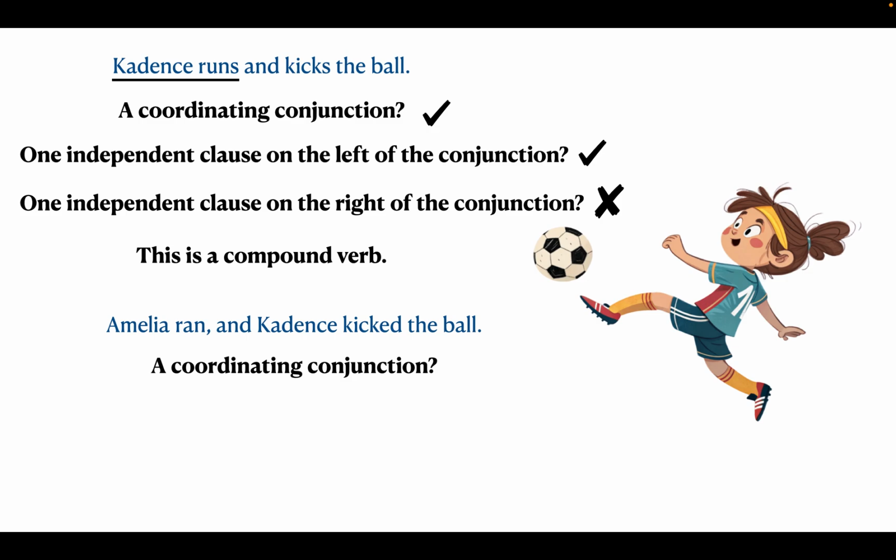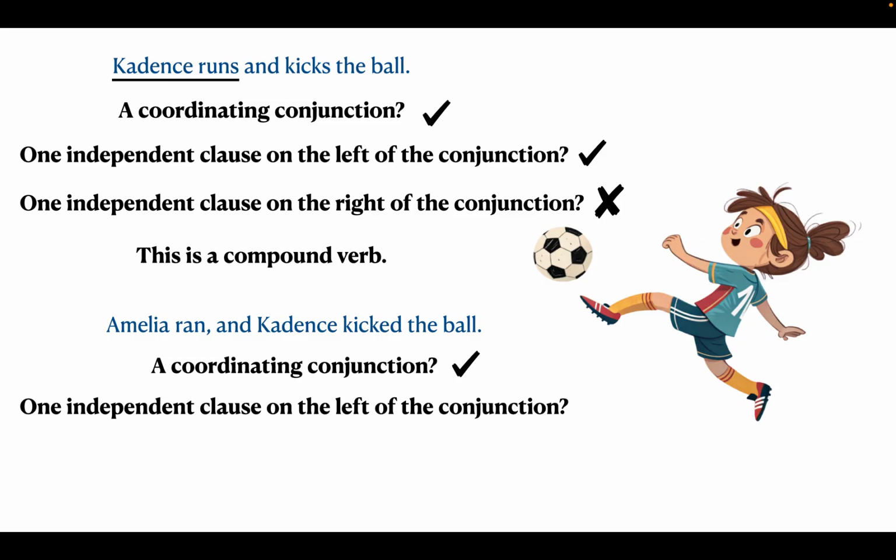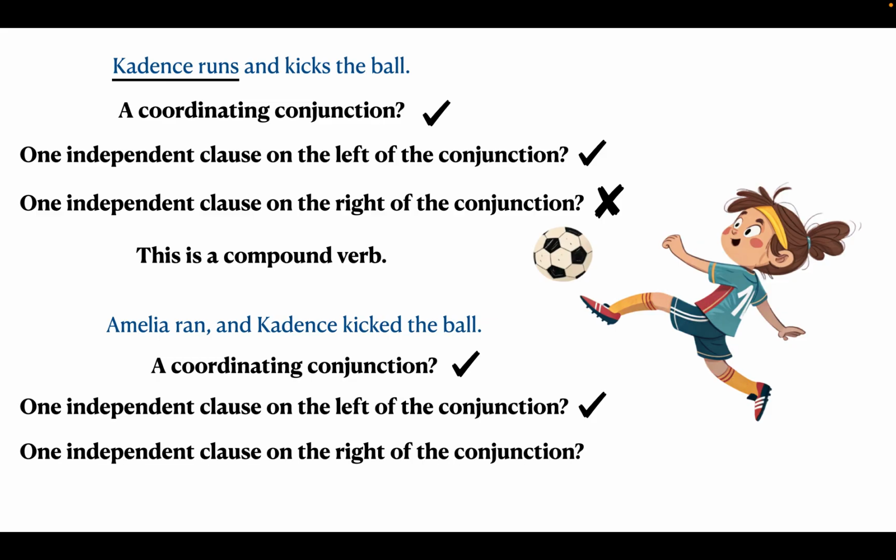Okay, now let's look at Amelia ran and Candace kicked the ball. Do we have a coordinating conjunction? We sure do. It's and. One independent clause on the left of the conjunction. Amelia ran. So yes, that's an independent clause. It makes sense. It has a subject and a verb, and it's complete on its own. Now, do we have an independent clause to the right of the conjunction? Candace kicked the ball. We do. We have one subject, a verb, and it makes complete sense on its own. Is there a comma before the conjunction? Yes. So this is a compound sentence.